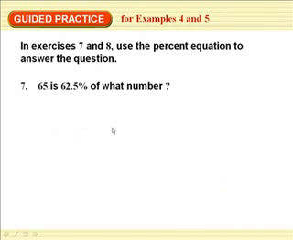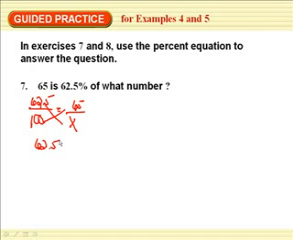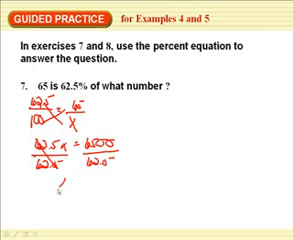65 is, so 62.5 over 100 for the percent. 65 is out of what number right there? So we do our cross product. 62.5x equals 6,500. Divide by 62.5. Divide by 62.5. Those cancel out. I'm definitely going to use a calculator for this one. 6,500 divided by 62.5 is 104.